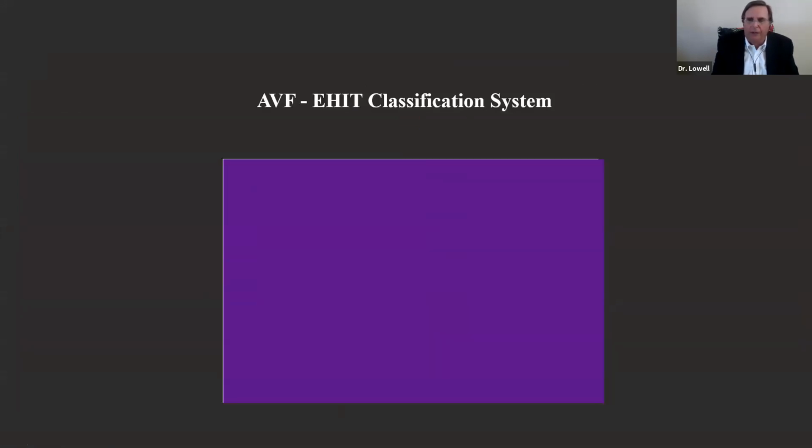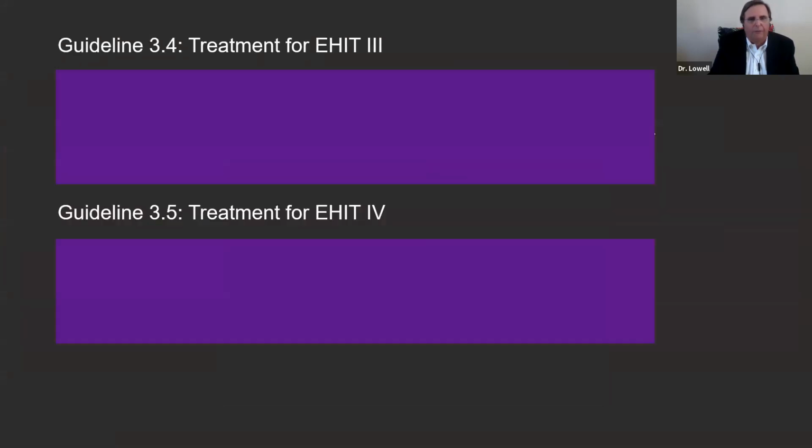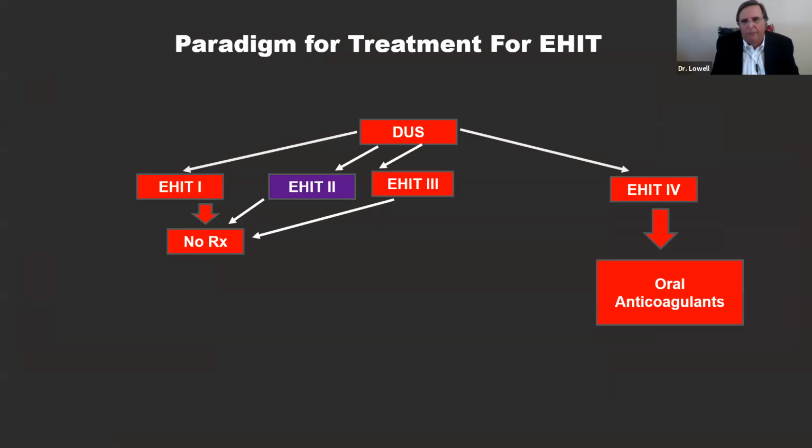So we all decided that it probably would be easier if we put the AVF EHIT classification system together, but I would submit that it's very close to my classification to make it simple and also to be able to use the data for comparison in the future from the past. So unfortunately, guidelines 3.3, treatment for EHIT 2, 3 and 4 are embargoed. But let me share this with you for a moment.